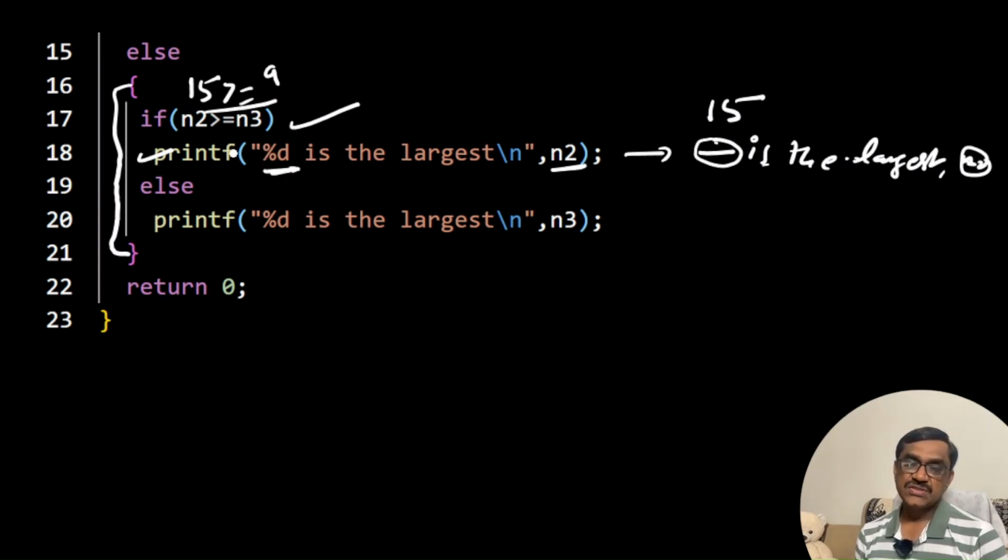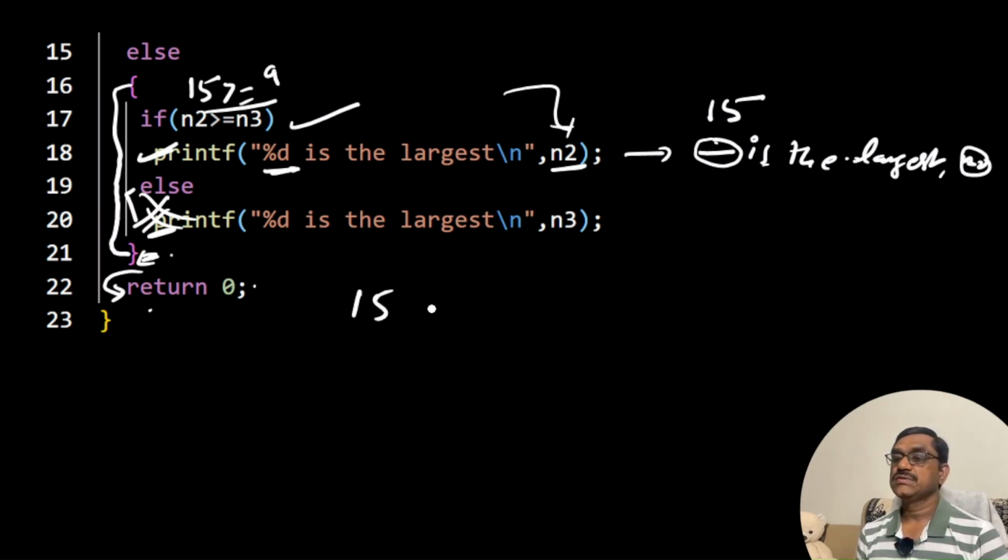So percentage d is not directly displayed as it is. In place of percentage d, we are going to print the value of n2. So we are printing 15 is the largest. After printing this printf statement, the else part is not executed, and finally it goes to the closing brace of else, and finally it goes to the return 0. Now with this the execution is completed and we got the output: 15 is the largest.